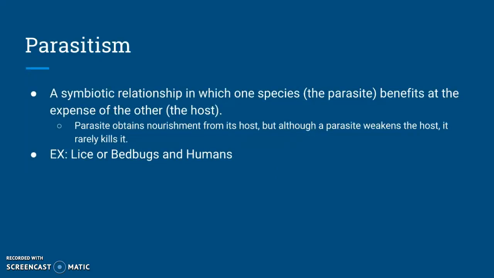So the first one is parasitism. You're probably very familiar with parasitism. It's a symbiotic relationship in which one species, the parasite, benefits at the expense of the other, the host. So the parasite obtains nourishment from its host, but although a parasite weakens the host, it rarely kills it because then its nutrient source is gone. An example would be lice or bed bugs in humans. It would be worms in dogs, anything that really draws off of that.